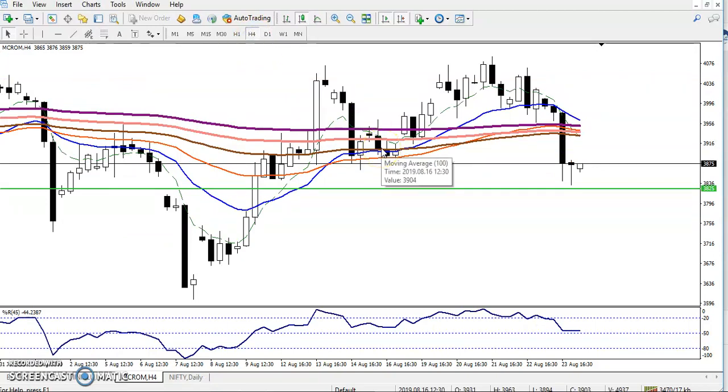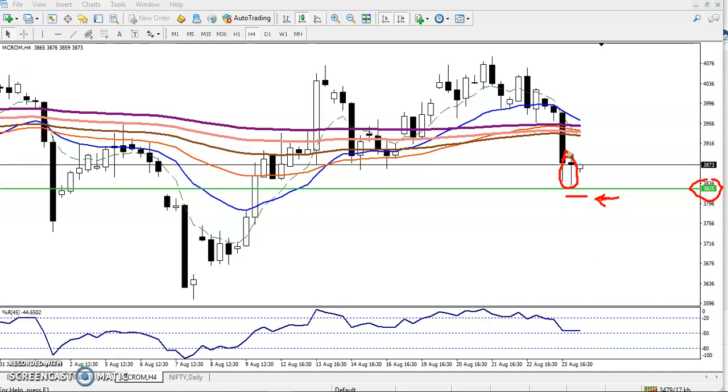Now in the 4 hour chart, you can see the daily supporting line at 3825. This is the supporting line, so once price breaks this level, we will start selling from below this supporting line. Now for the buy, we can see a candlestick pattern just formed here in the 4 hour time frame. This is called a pin bar, or some people say a hammer pattern, right?